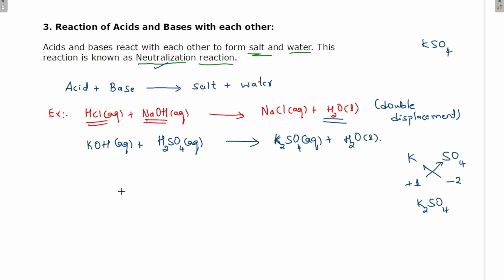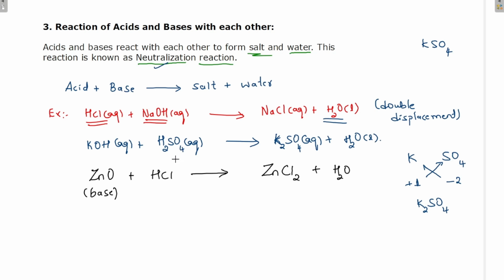Then let's take one more example here. Zinc oxide. It is also base, but it is not soluble in water. It will react with acid HCl to form salt ZnCl2. Again, this zinc has the charge plus 2 and Cl has the charge minus 1. So, by cross multiplying, we will get the formula ZnCl2. Then there is formation of water. And remember, this zinc oxide is a base which is insoluble in water.